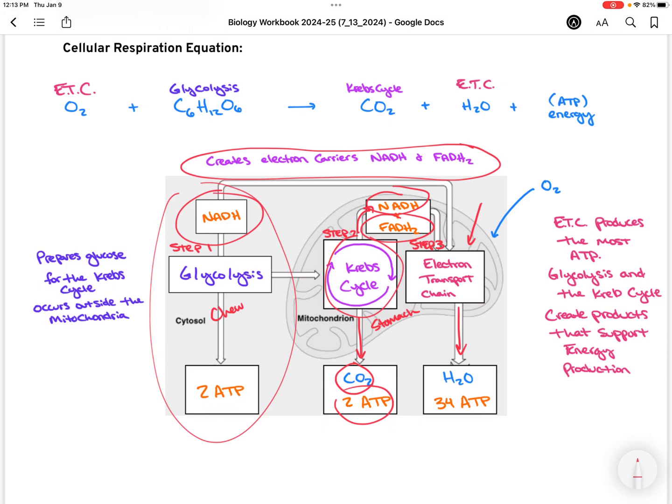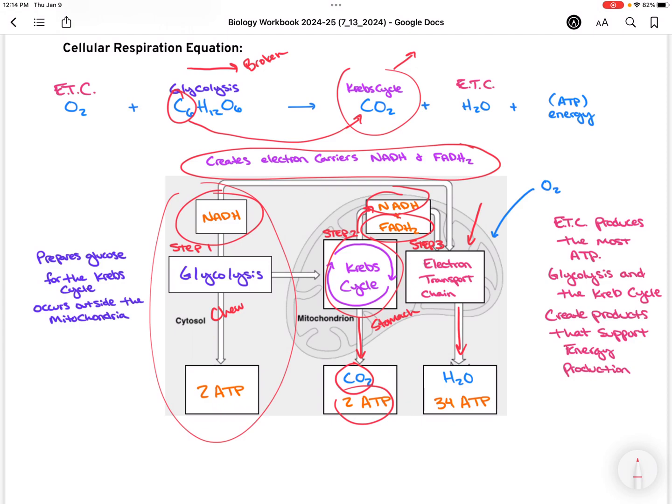And if we notice up above, the Krebs cycle is releasing that CO2. And glycolysis is going into cellular respiration, and it's being broken down. It's being broken into smaller pieces. And then some of that carbon is then released in the Krebs cycle as CO2.